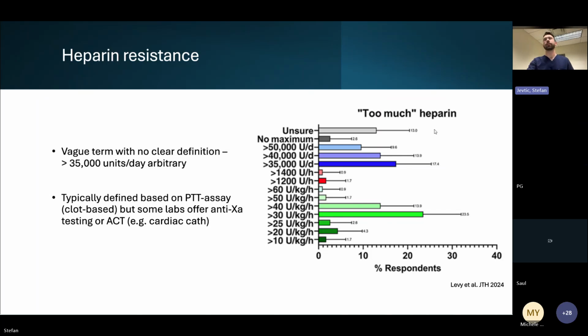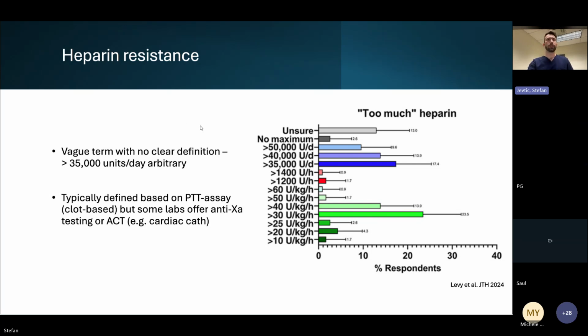So this was a nice survey done by the ISTH, which is the International Society for Thrombosis and Hemostasis, where they asked thrombosis experts, how do you define heparin resistance? And there was a lot of variability in how they defined it. So some used the classical total sum of units per day, and most would choose about 35,000, but some went for a weight-based dose of about 30 to 40 units per kilogram per hour. Just a reminder, our patient is receiving about 48,000 units per day with the heparin right now.